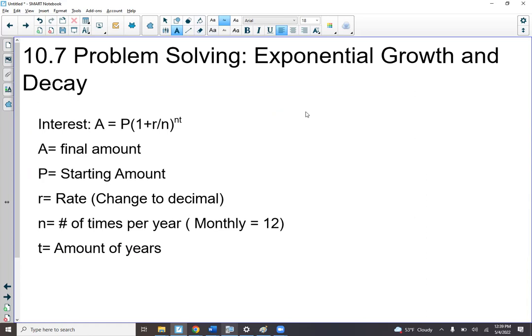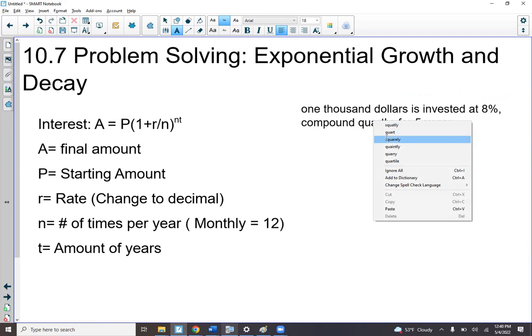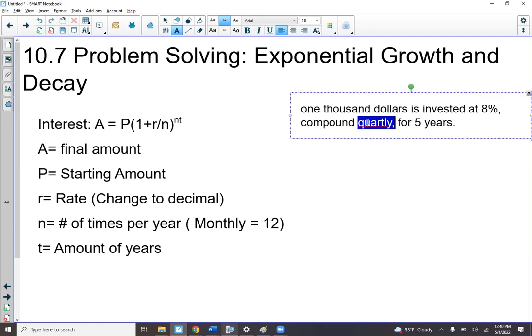Okay. So, for example, let's do $1,000 is invested at 8%, compounded quarterly for, let's say, 5 years. Quarterly. Okay. So in this one, let me identify all the variables first.